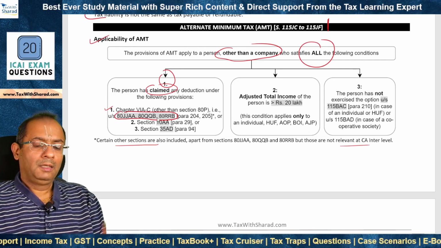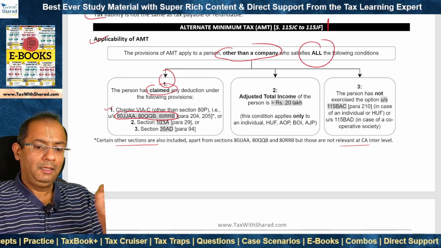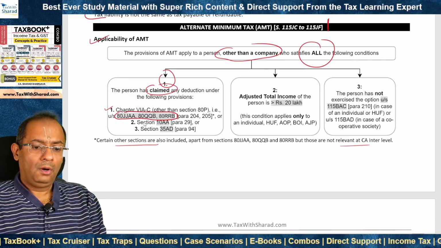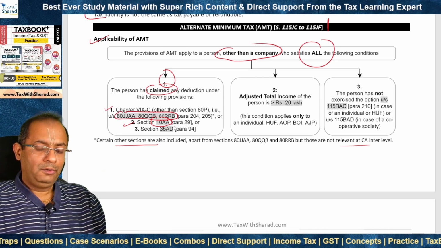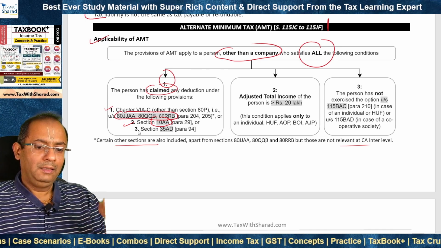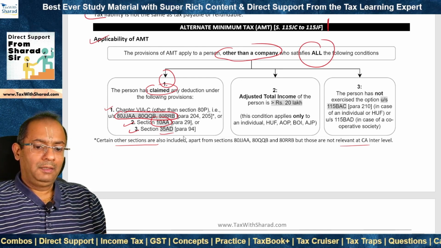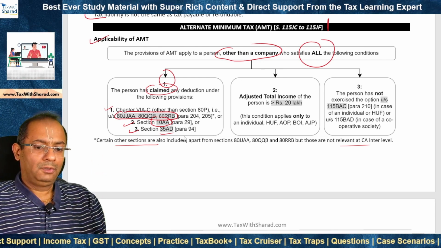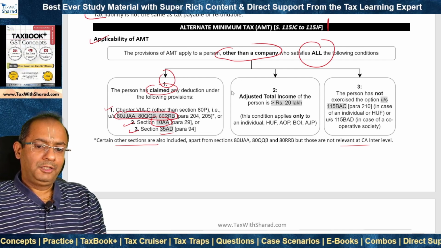level. So for us, what is relevant is to see whether the person has claimed 80JJAA, 80QQB or 80RRB, or deduction under section 10AA for newly established units in SEZ, or under section 35AD, tax incentives under section 35AD, the deduction that we saw in the topic on PGBP. So this is the first condition.